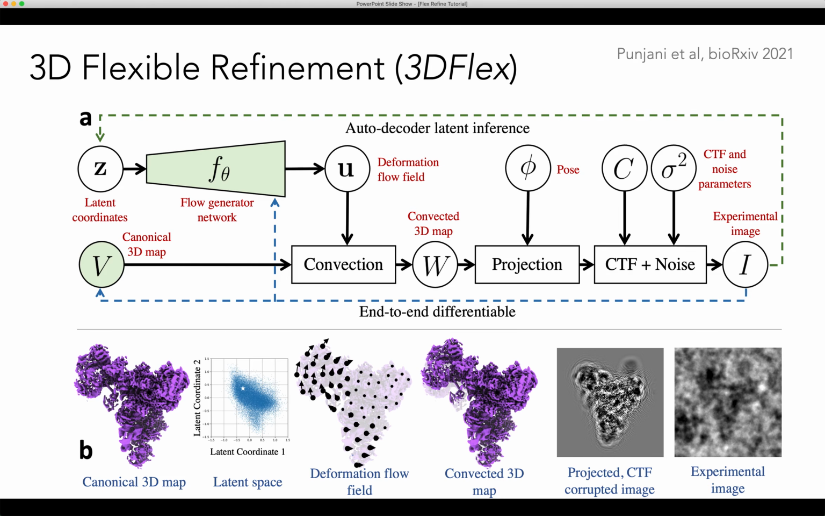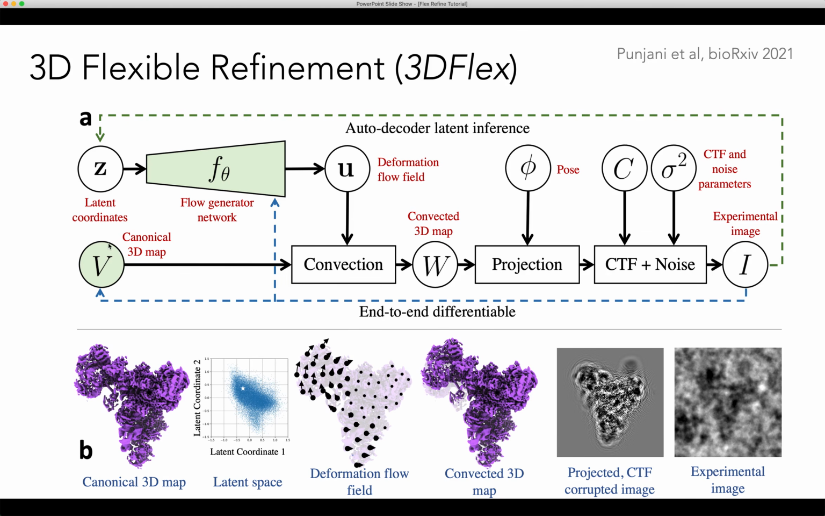So in 3D Flex, the forward model involves, for a single particle image, first a latent coordinate. So there's one latent coordinate vector per single particle image in our dataset. That latent coordinate is unknown, but assume that we know it for the forward process. The latent coordinate vector is a vector from a latent space that has a certain dimensionality, and we can choose that dimensionality when we're setting up the model. That might be 1, 2, 3, 5, any smallish number for 3D Flex.